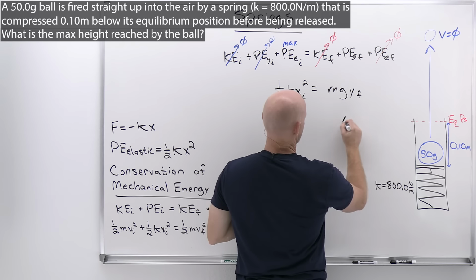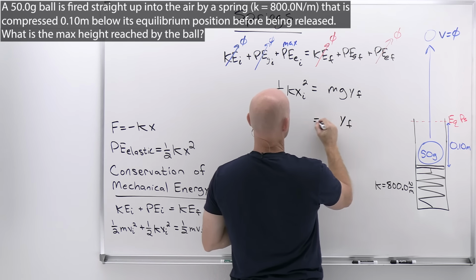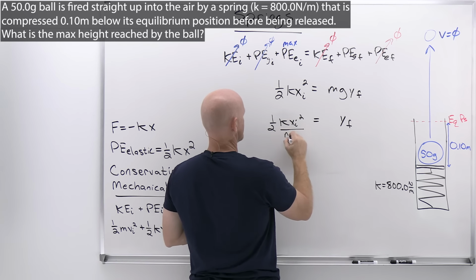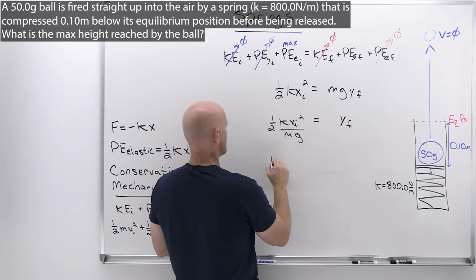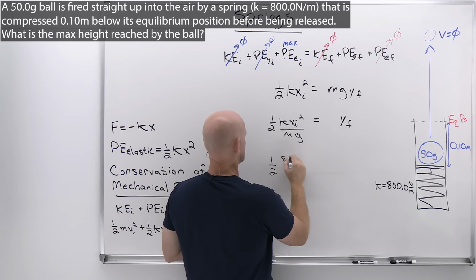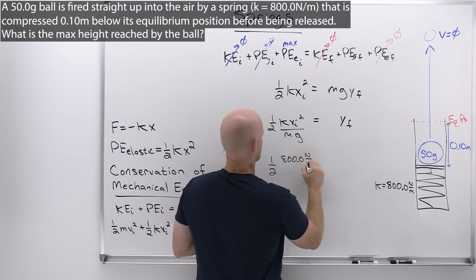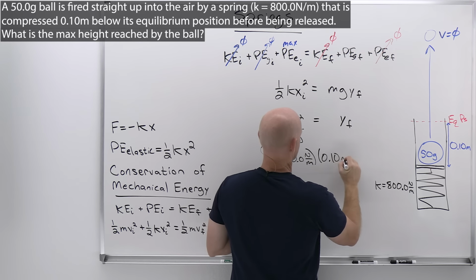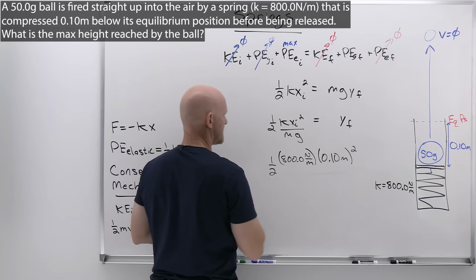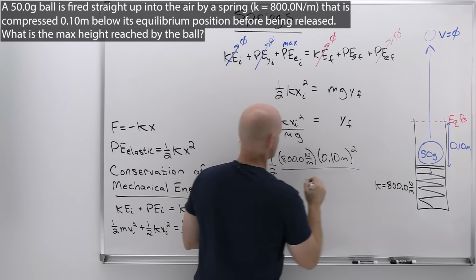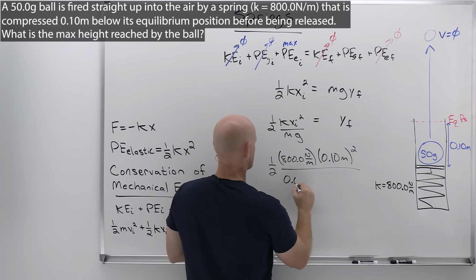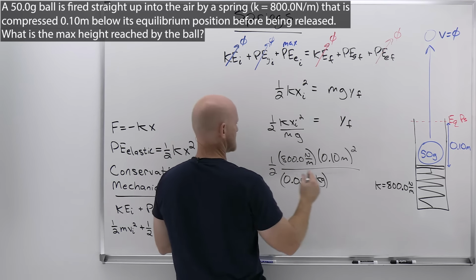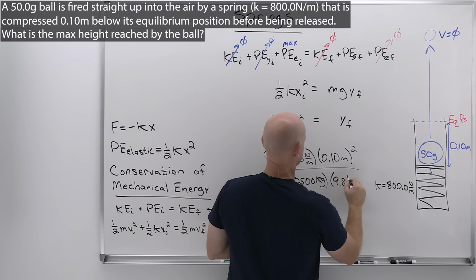All right, so if we take a look at that final height, it's going to equal 1/2 k x initial squared over m g, and we can start plugging some numbers in here. So the spring constant was given as 800.0 newtons per meter. 0.10 meters squared for the displacement initially. The mass of the ball is 50 grams. That's 0.05 kilograms. Make sure it still has 3 sig figs. And then gravity is 9.8.